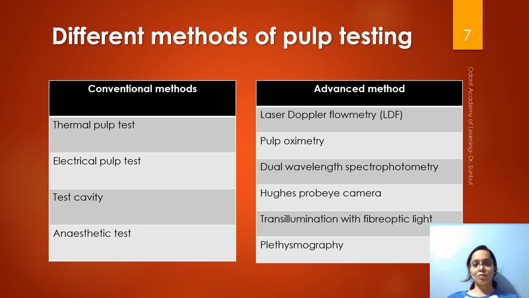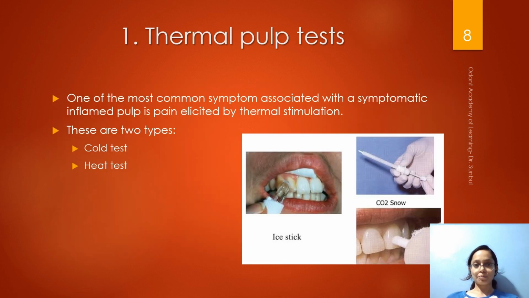Then there are different methods of pulp testing. There are conventional methods, which are easier and have been followed for a very long time, and there are certain advanced methods as well. Conventional methods are thermal pulp testing, electrical pulp testing, test cavity and anesthetic test. We'll talk about how each is done and what is used. Advanced methods are laser Doppler flowmetry, pulp oximetry, dual wavelength spectrophotometry, Hughes probe camera, transillumination and plethysmography.